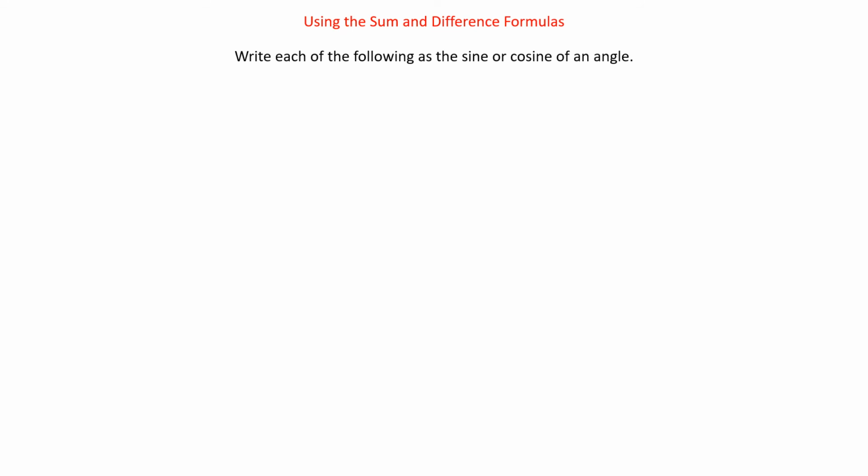Sometimes we can go the other way too. Write each following as the sine or cosine of an angle. So here we have sine 22 degrees cosine 13 degrees plus cosine 22 sine 13. So we want to go backwards here. Well, which one of these had sine cosine plus sine cosine? That would be the sine.